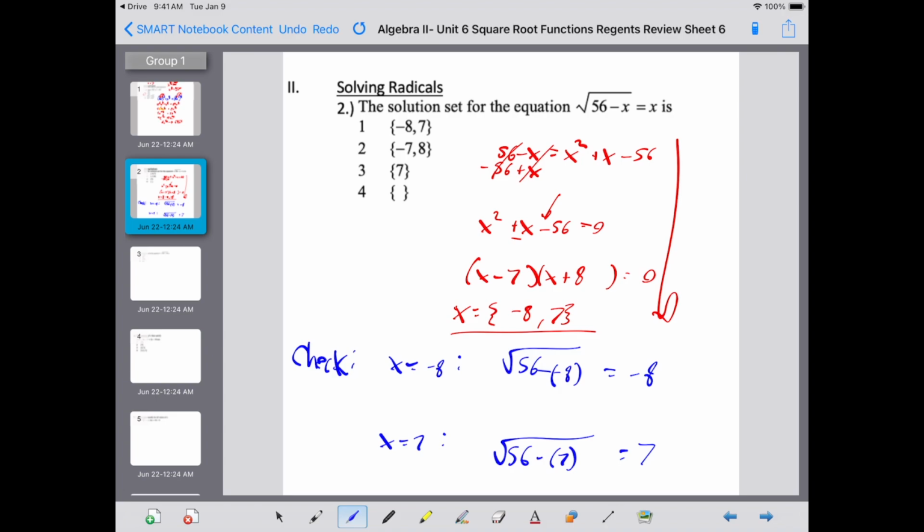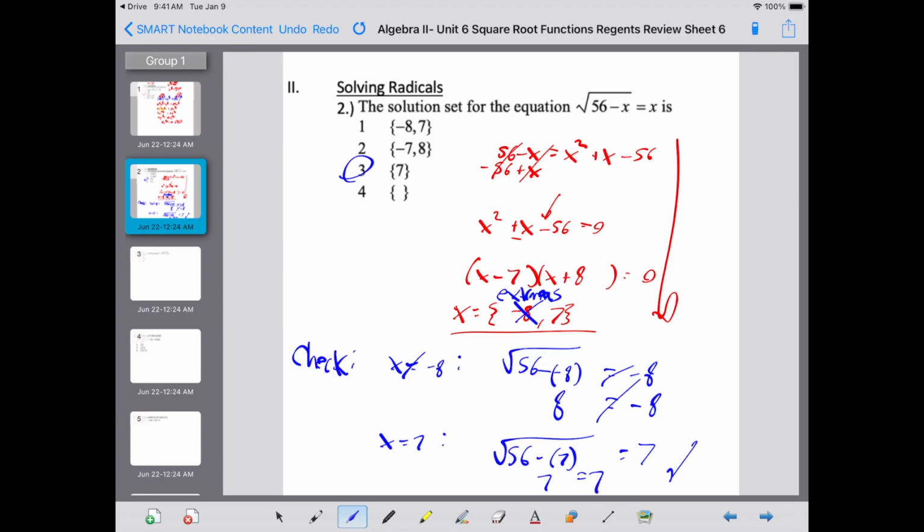Square root of 56 minus negative 8 equals positive 8. Does positive 8 equal negative 8? No. So what I do, I'm going to cross out, I'm going to say extraneous. Let's check this one. 56 minus 7 is 49. Square root of 49 is 7. 7 equals 7. Is that true? Yes. So your only real solution would be 7.